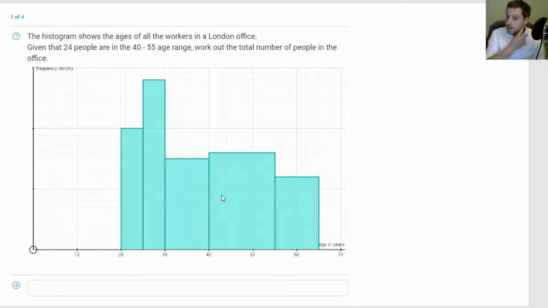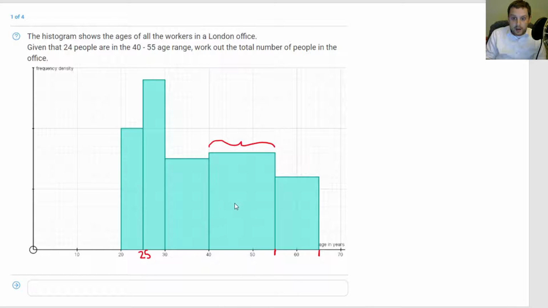Right. The histogram shows the ages of all the workers in a London office. So we have workers that are 20 up to 65, what it certainly looks like, and the class widths are not all the same. We have one here that goes from 20 to 25, 25 to 30, 30 up to 40, 40 up to 55, so this must be 55 here, and then the oldest is 65 there. And it says there are 24 people in the 40 to 45 age range. So this is this box here.